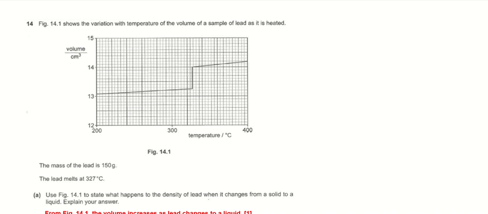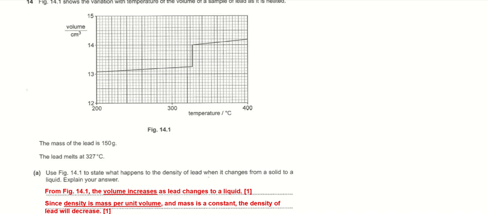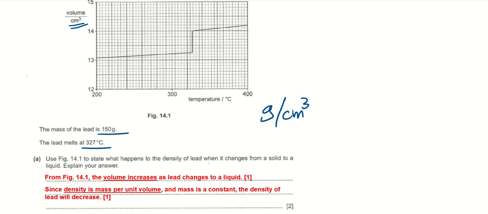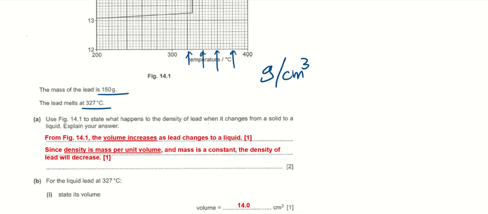Okay, question 14, I think last question, shows the variation in temperature with the volume. So the mass of the lead is 150 grams, so take note it's in grams. But because the volume is in cm cube, so I don't worry so much, because later if they ask for density, it will be mass per volume. So it's gram per cm cube, so it's fine. The lead melts at 327 degrees, so this is 320, 340, 360, 380. So 327 is somewhere here, right? Somewhere here.